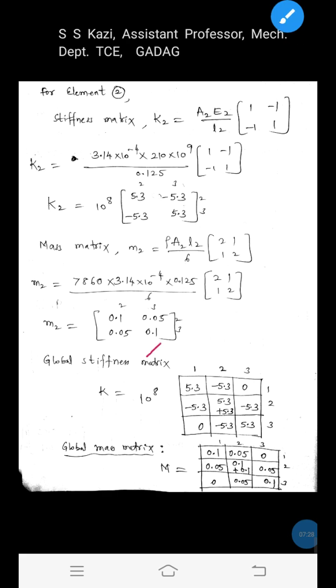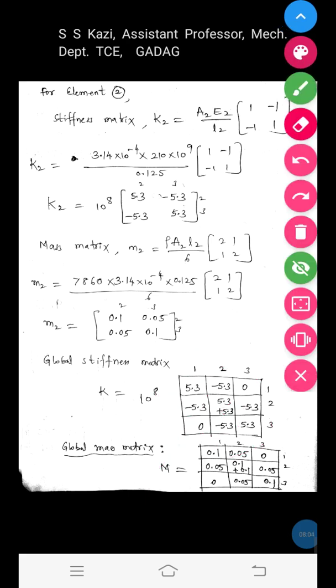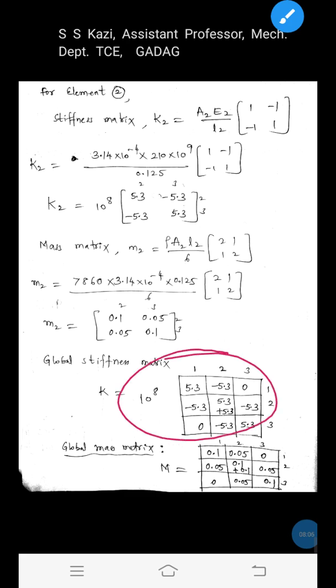Now let us generate the global stiffness matrix. The finite element model consists of 3 nodes, 3 DOFs, hence the order of the global stiffness matrix will be 3 cross 3. Generate 3 rows and 3 columns like this, and transfer the coefficients of the first stiffness matrix K1 into this box 1 2 1 2, and the coefficients of K2 matrix, transfer these terms into this 2 3 2 3 box. Remaining blank boxes you write as 0. Then one common term we got here, 5.3 plus 5.3, that will give you 10.6. Therefore the global stiffness matrix we got like this.